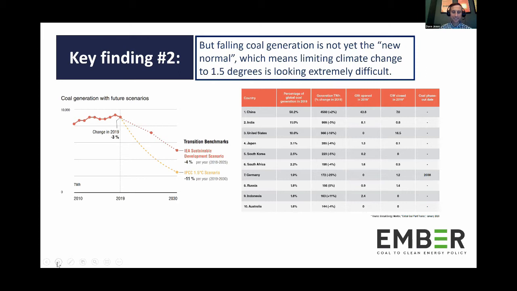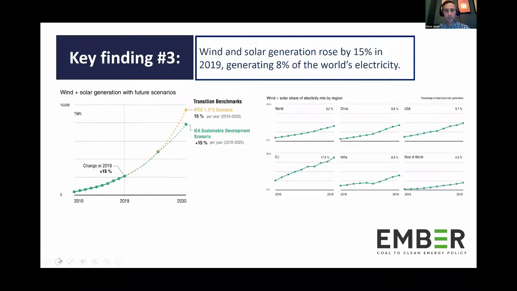The third key finding, on slightly happier notes, is about all the great news coming from wind and solar. So wind and solar generation rose by 15% in 2019. Phil, can you just forward the slide? And you can see there's a rise of 270 terawatt hours, and that was the second biggest rise on record. But the growth rate is slowing. That 15% growth rate was the lowest so far this century.